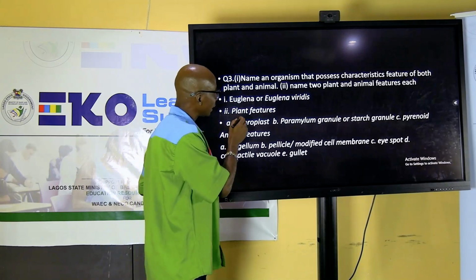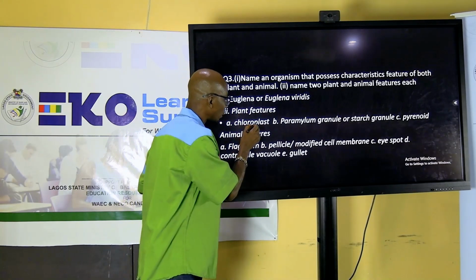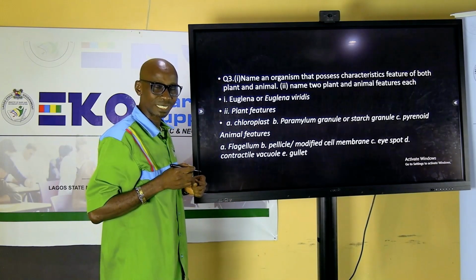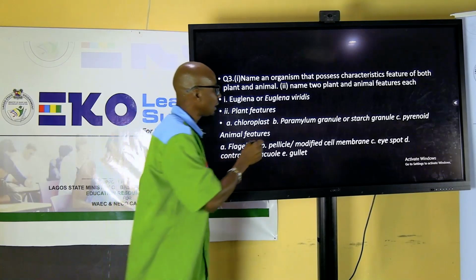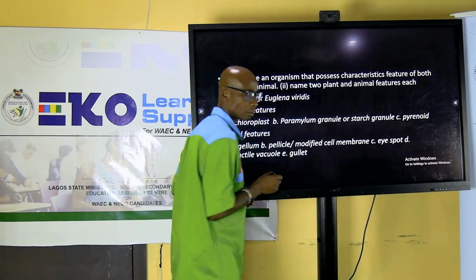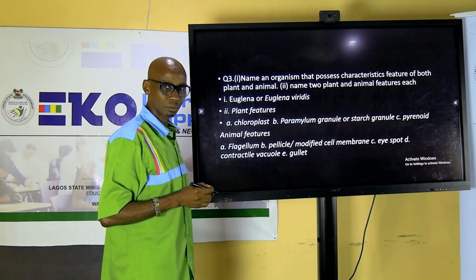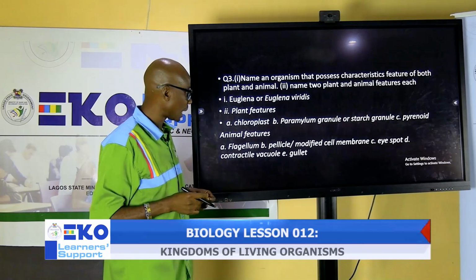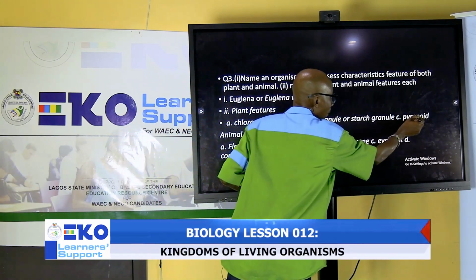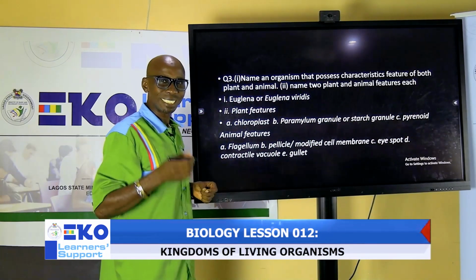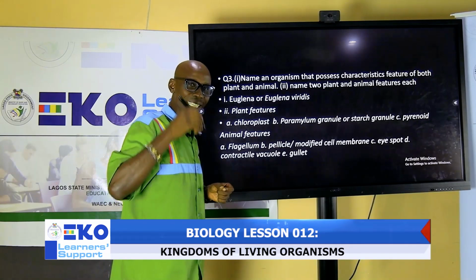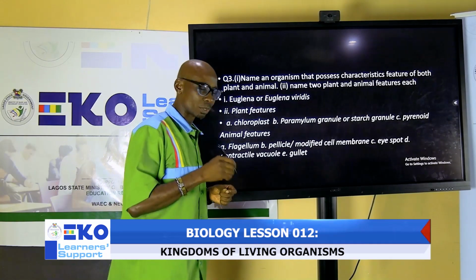The next one is the plant features. It has a chloroplast, which is the site of photosynthesis. It has paramylum granules or starch grains. Only plants can produce starch. Then it also has pyrenoid. Pyrenoid converts excess glucose into starch.